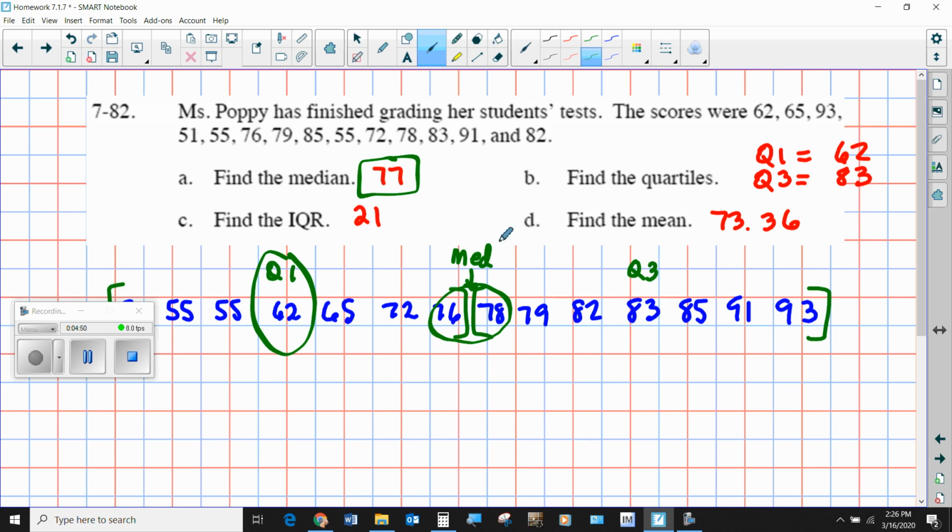That's 62. And 1, 2, 3, 4, 5, 6, 7. The number in the middle is going to be your third quartile on the upper half. That's going to be 83.